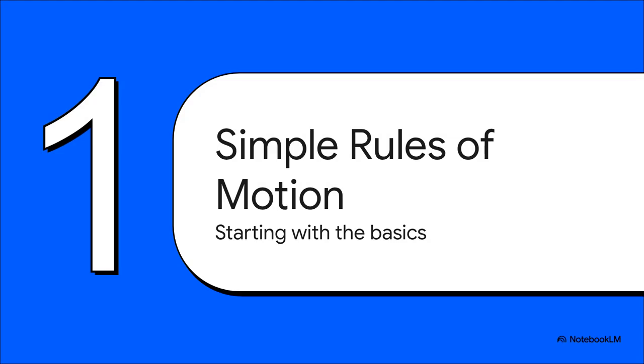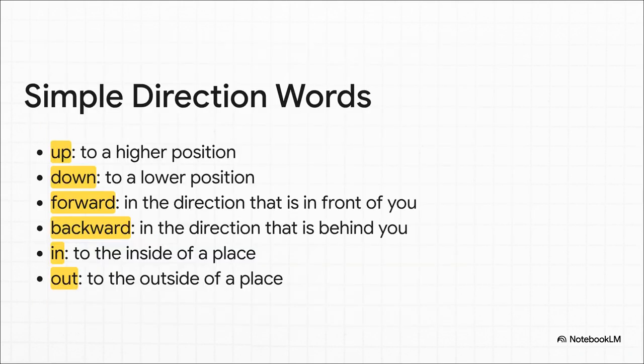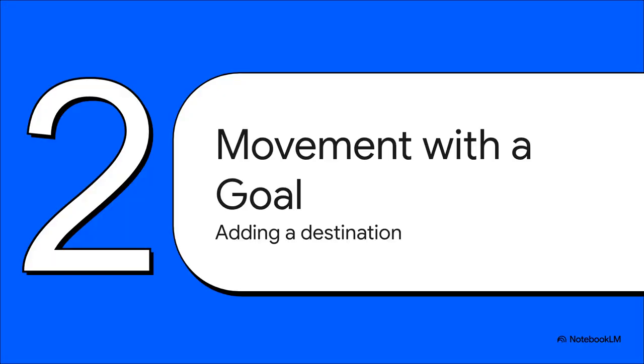Okay, first things first. We've got to build a strong foundation, so let's start with the absolute basics of motion. We're going to kick things off with words for simple direction. Think of these as the building blocks. They just tell you which way something's headed, but they don't get hung up on the final destination. And here they are. You probably know these already. Up, down, forward, backward, in, and out. Super simple stuff, right? Like if you say, the balloon floated up, we just know the direction it went. Easy.